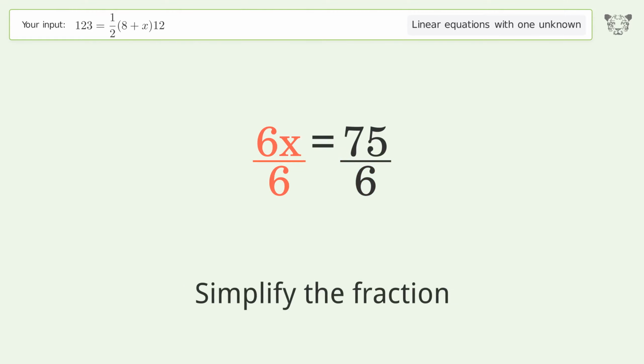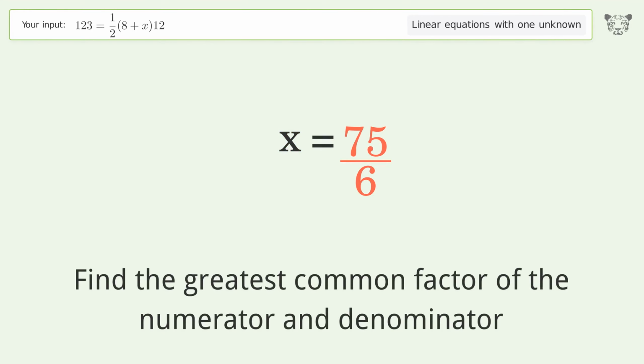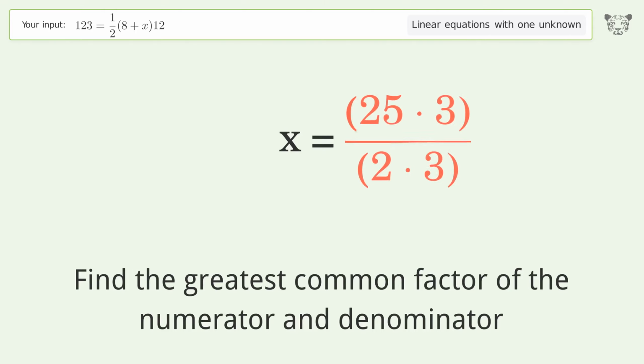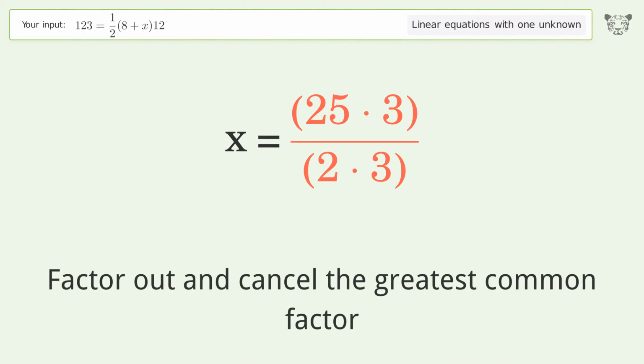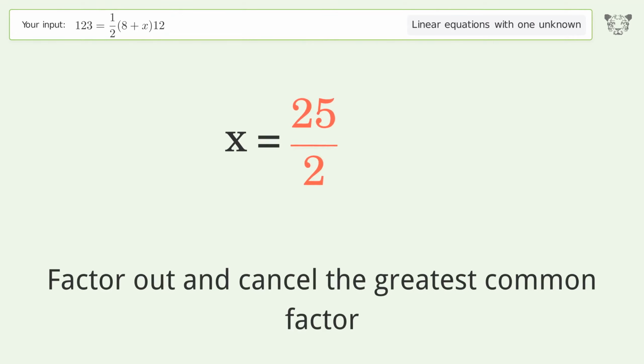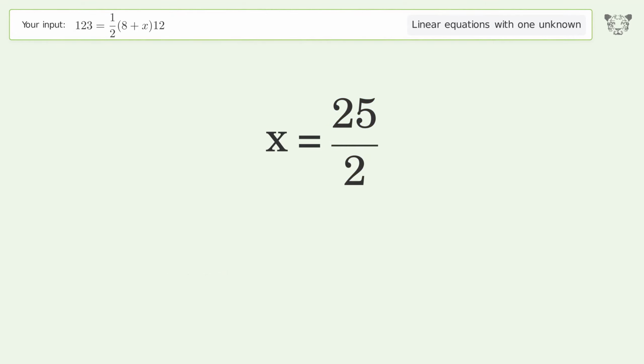Simplify the fraction. Find the greatest common factor of the numerator and denominator. Factor out and cancel the greatest common factor. And so the final result is x equals 25/2.